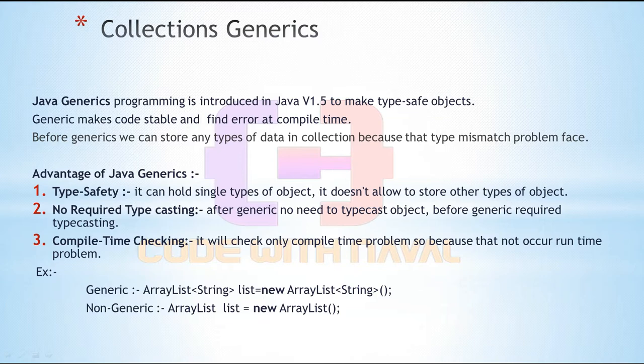You can see in this example, generic and non-generic. We define a generic ArrayList and here we pass String. We define this ArrayList as a string type, so this ArrayList can hold only string data type. But in the non-generic one, we don't define any data type. That means this second ArrayList can hold any type of data, so here there is no type safety.